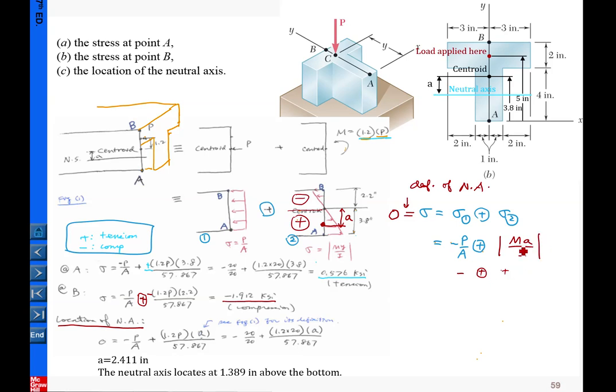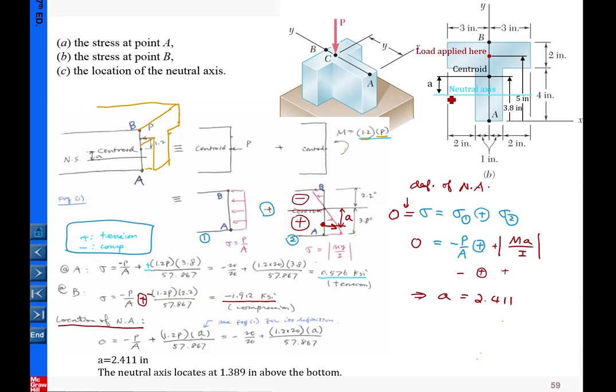Okay, so that is the magnitude of the stress here, and this is the magnitude, and this is in tension. Okay, let me add up the sign indicating tension. So the two terms added together must be equal to 0 here. Okay, from this case, you should be able to solve for a equal to 2.411. So that is a here.